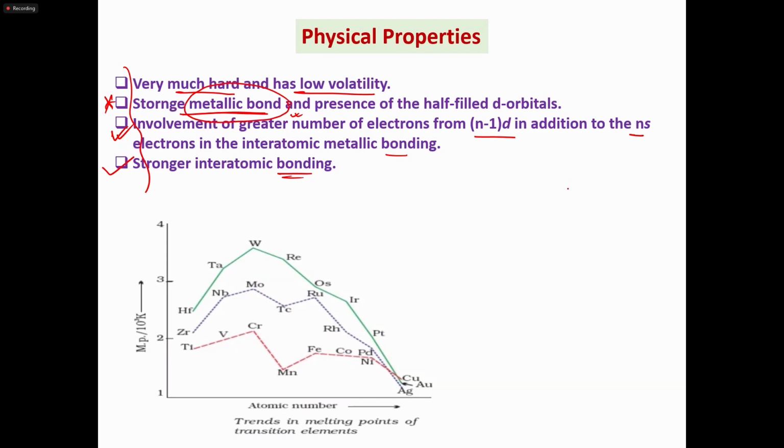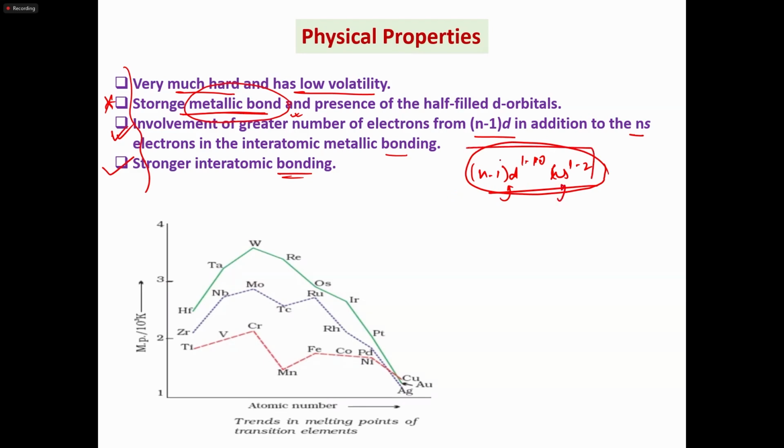Because if you see the general electronic configuration, (n-1)d is 1 to 10, and ns is 1 to 2. So this is the general electronic configuration. We can also call these the valence electronic configuration, because the valence electrons are entering the d orbitals and this 4s orbital.